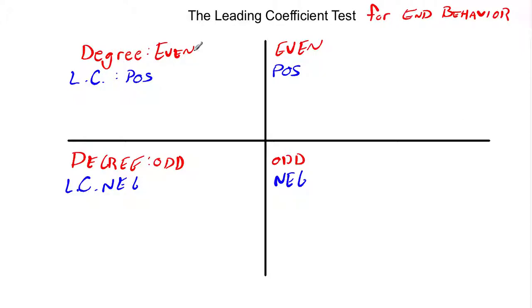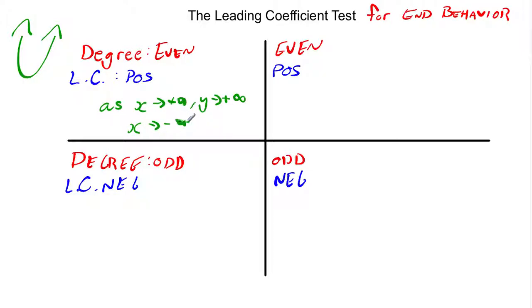So when I have a degree that's even and a leading coefficient that's positive, think of an example. We can think of that positive quadratic, that positive parabola. And so for us, as x goes to positive infinity, y will also go to positive infinity. Now as x goes to negative infinity, y will go to negative infinity. And so we can see that.